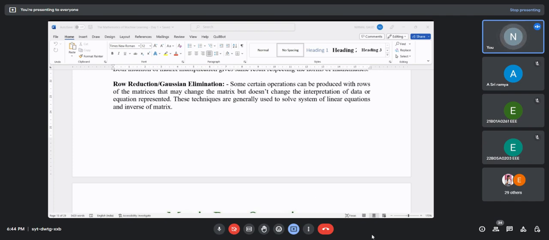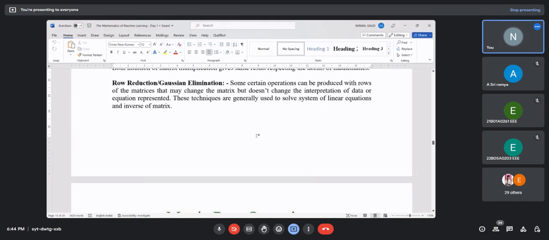By doing this process over the matrix, just changing the values, doing some operations over it, it will change the matrix, but doesn't change the interpretation of the data or equation represented. How? What is it saying? Because there is one requirement when solving linear equations or finding the inverse of a matrix. This step, row reduction or Gaussian elimination, is one of the important steps.